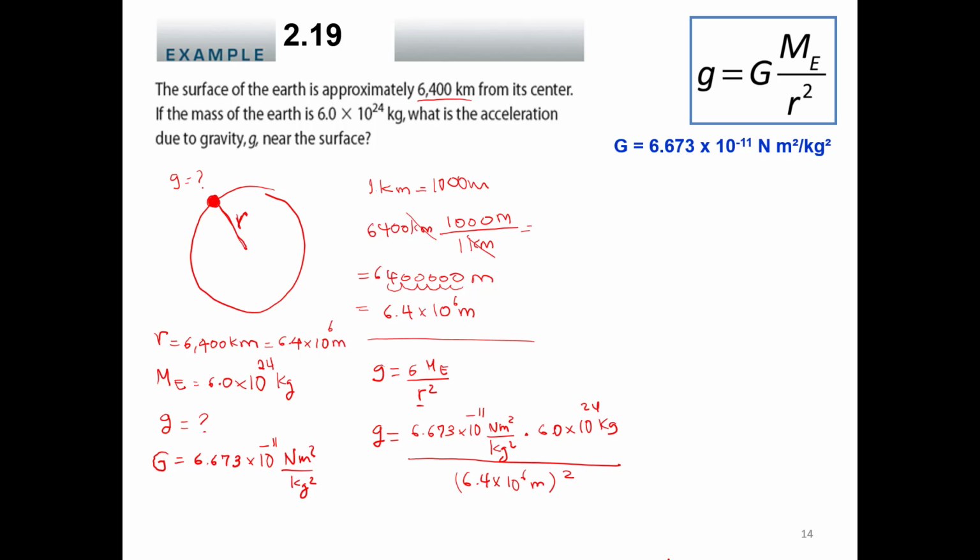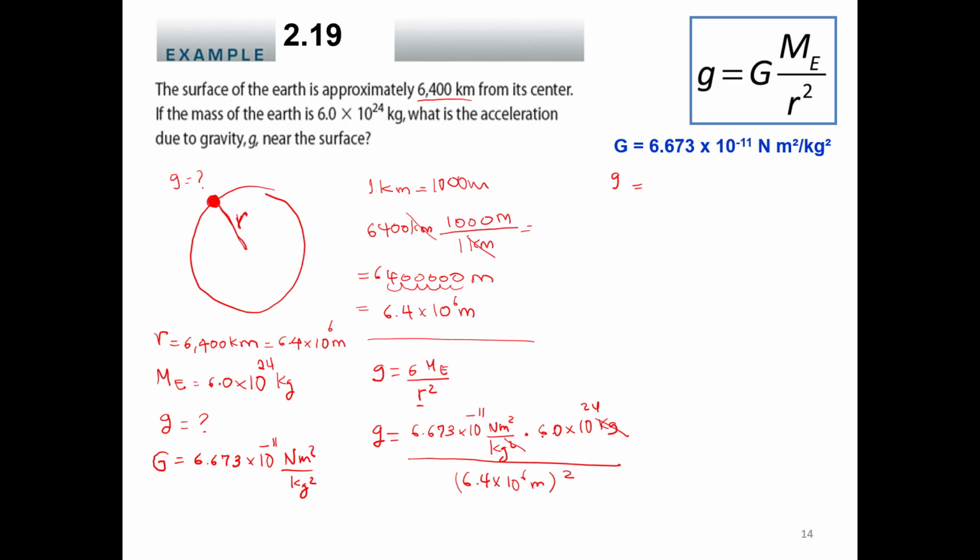Now let's multiply the numbers on top. First, let's check the units. This cancels out with one of these. Then if we multiply 6.673 times 10 to the power minus 11 times 6.0 times 10 to the power 24, and take into account the significant digits, remember we don't take into account the significant digits of the constant, then we have two significant digits, so we have 40.